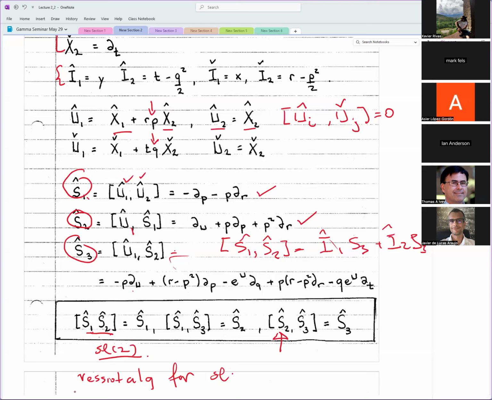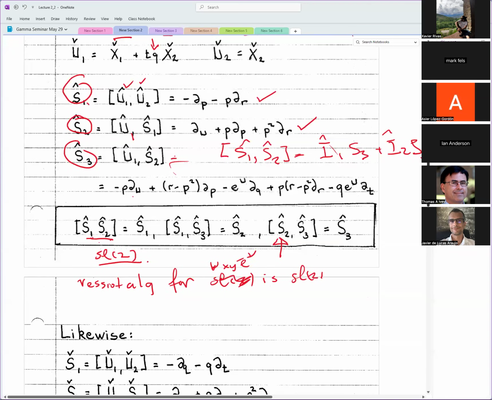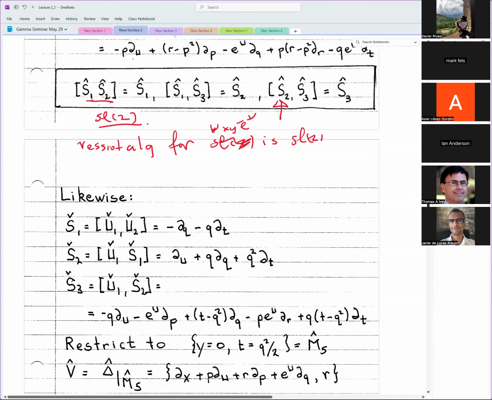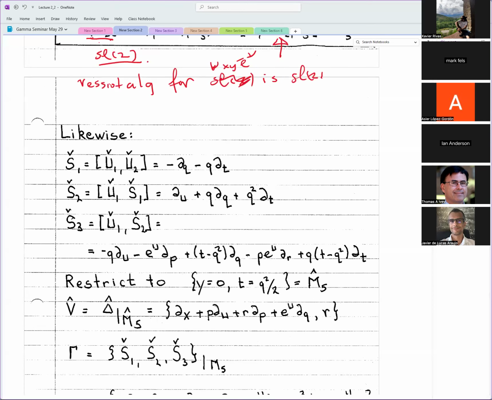For Liouville equation is SL2. And more importantly, these vector fields. Oh, here's the other ones. Okay, so here's the check ones. Same kind of formulas. Okay. And now here we are. Here's our Vessiot distribution.